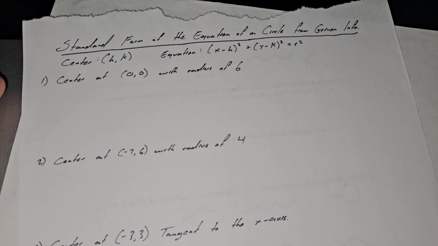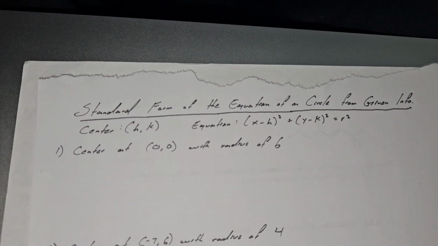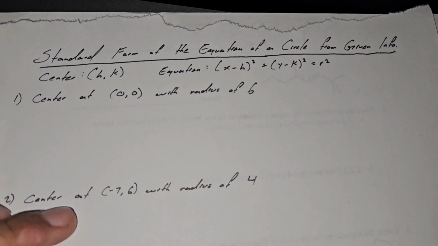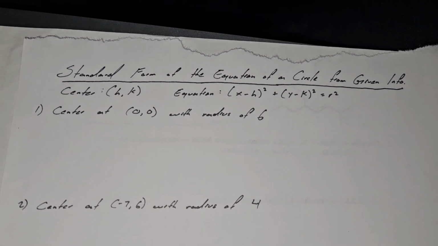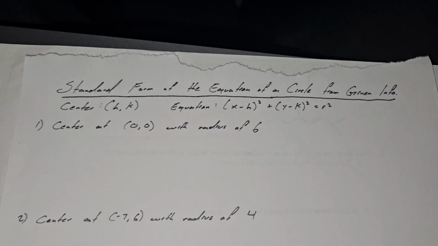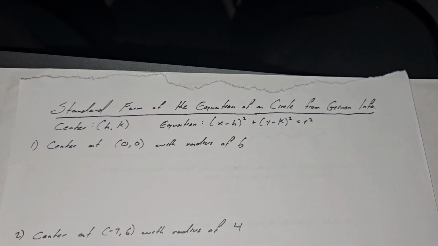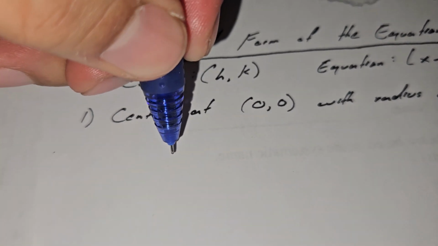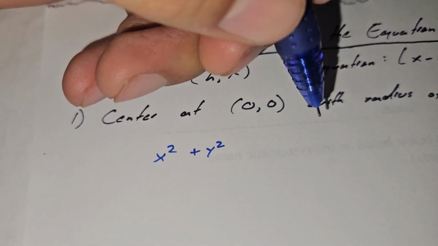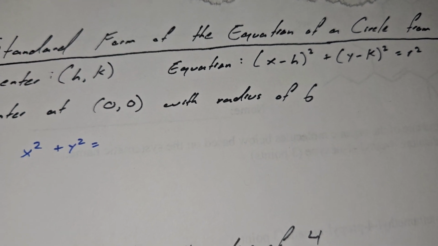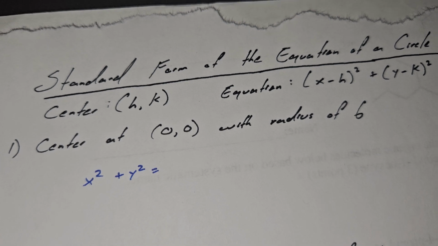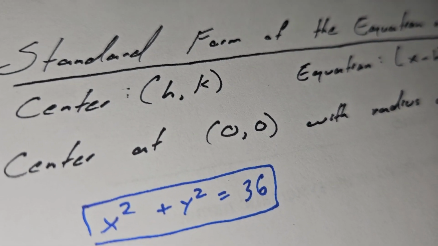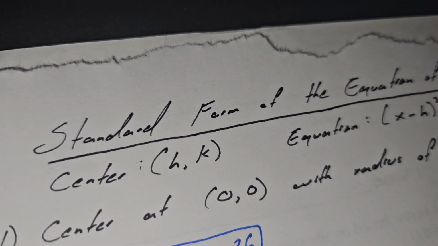So let's do number 1 first. The center of the circle is at (0, 0) with a radius of 6. This just tells us that the center is at the origin: the x coordinate is 0, the y coordinate is 0. So we do not have to put anything in the h and k values. We can just write x squared plus y squared equals, what is 6 squared? That is going to be 36. Six times 6 is 36.